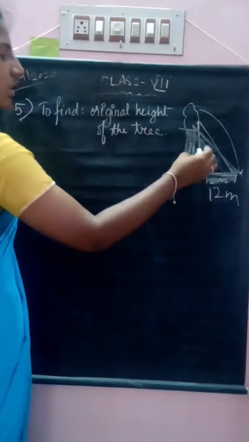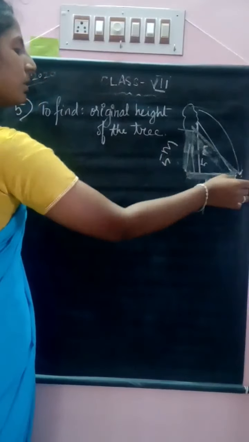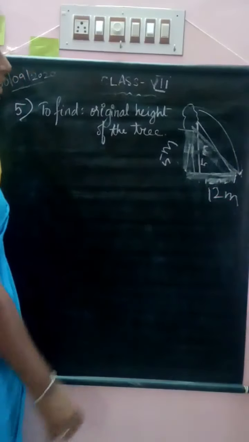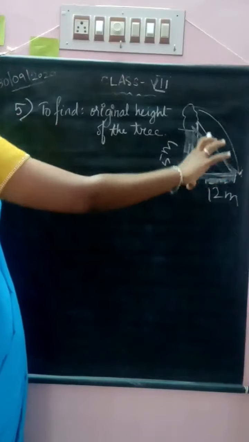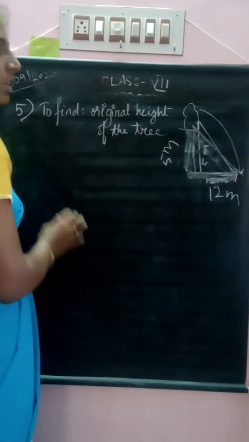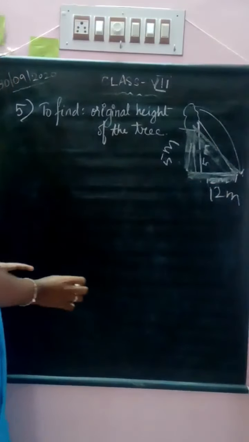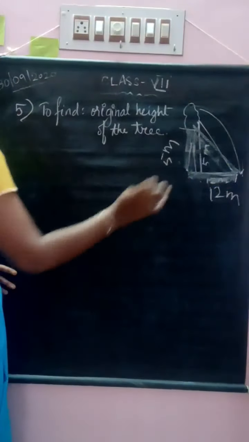Okay, so clear? So this is 5 meters and this is 12 meters, and we don't know what this one is. If we know this height, only then can we find the original height of the tree, because the question is to find the original height of the tree. So by using Pythagoras property, we can find the length of this part.